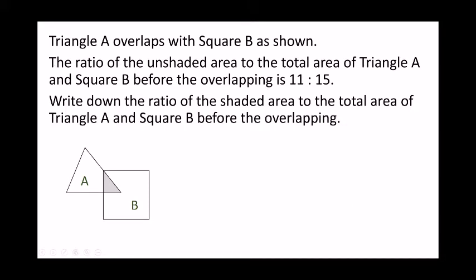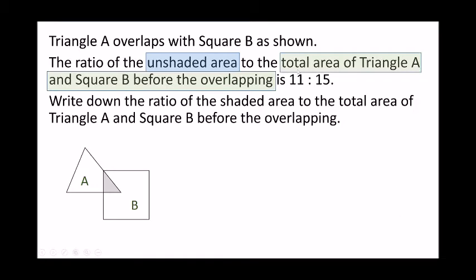What is our first quantity? The unshaded area is 11 units. What is the second quantity? The total area of triangle A and square B before the overlapping is 15 units.